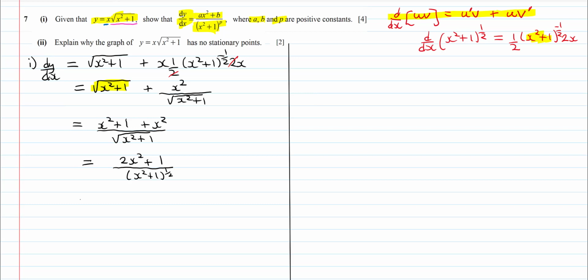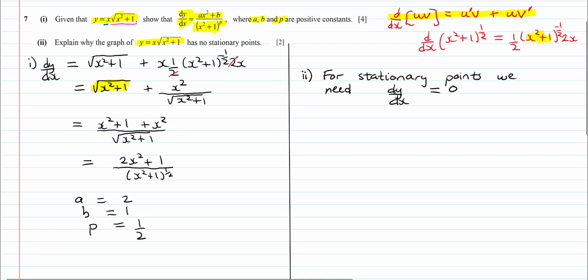So that means our a would be equal to 2, our b is equal to 1, and p is equal to 1 over 2. So that's part 1. For part 2, we need to explain why the graph of y has no stationary points. So if we're going to have stationary points on our graph, we need the derivative dy by dx equal to 0. So we'll note that down.